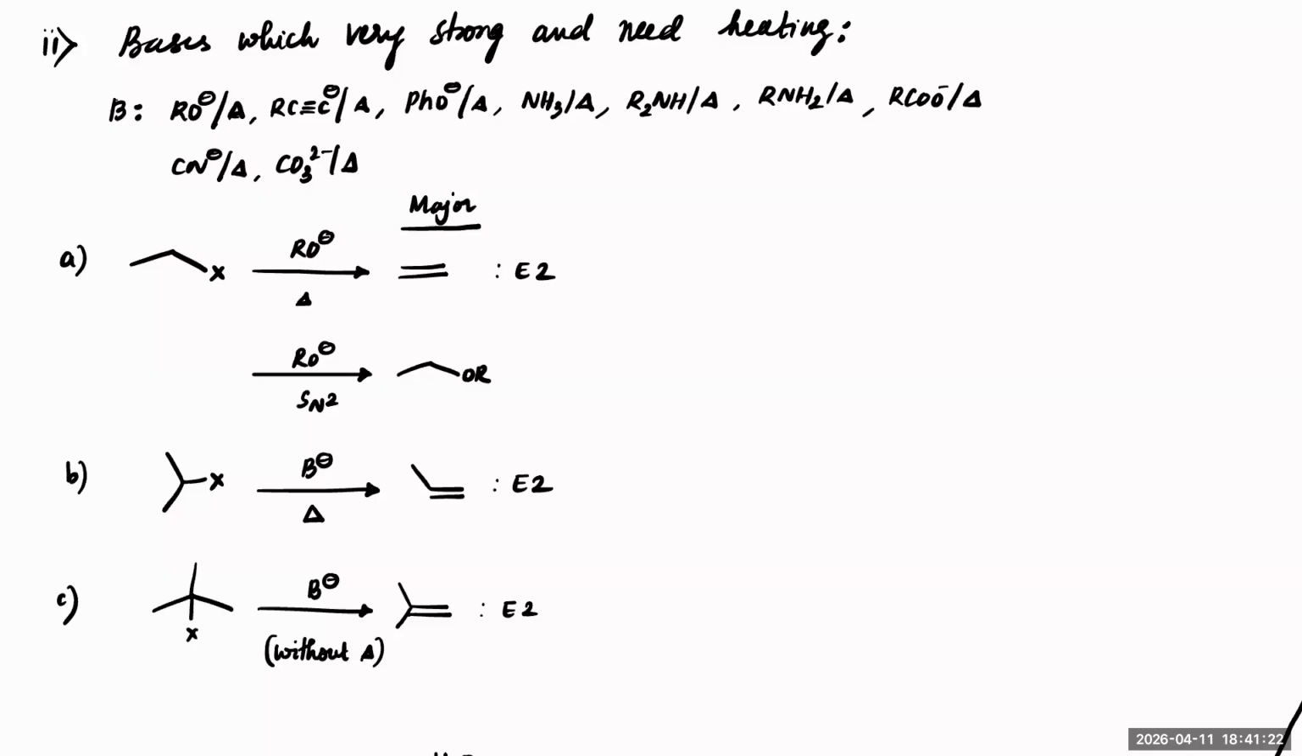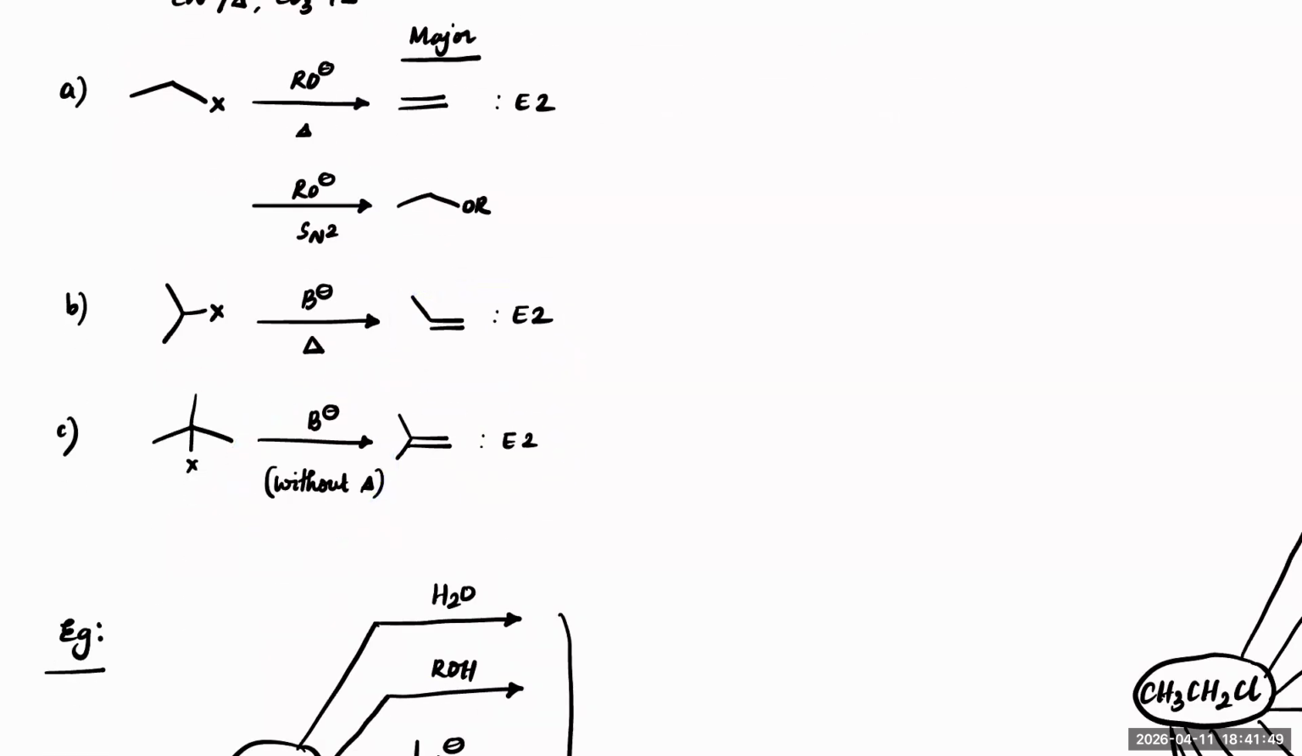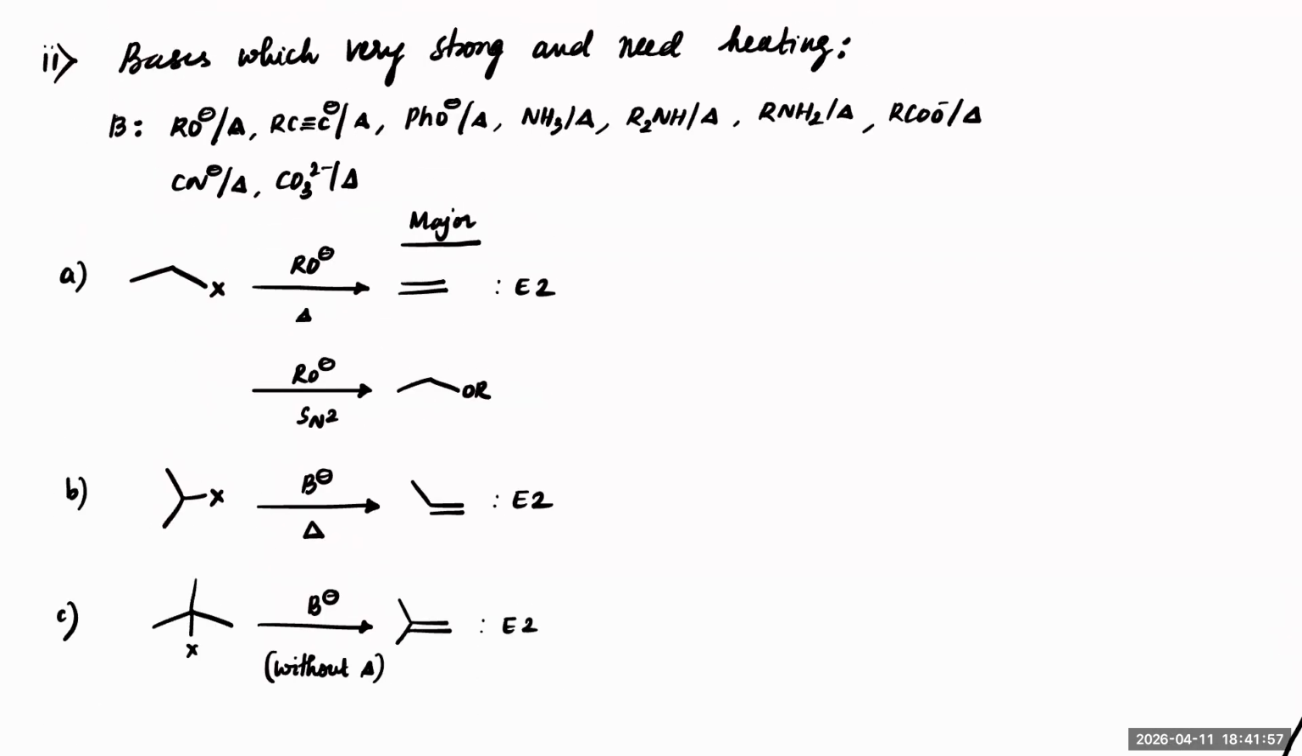If these kinds of cases are given, elimination will happen, as long as the heat is given. Like in the case of a primary position, if heat is not given, definitely you can go for SN2. But if heat is given, you go for major product as E2. At a secondary position, if heat is given, you definitely go for E2. At a tertiary position, with or without heat, go for E2. No SN2 will happen, so it will only go for E2 mechanism. So you should have this idea of which group to go for in which cases.